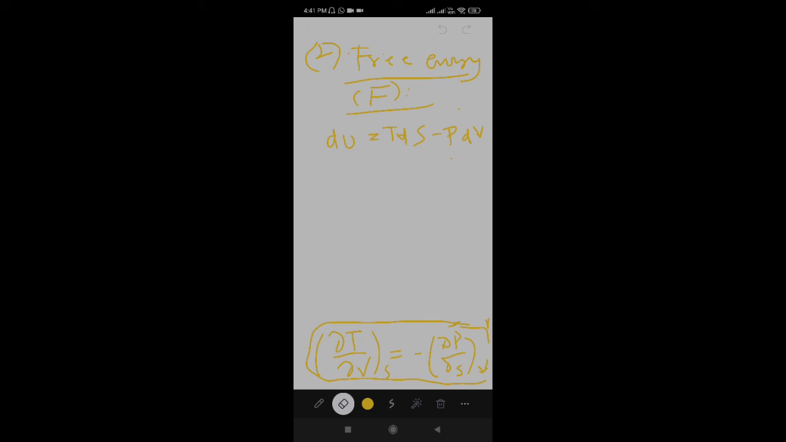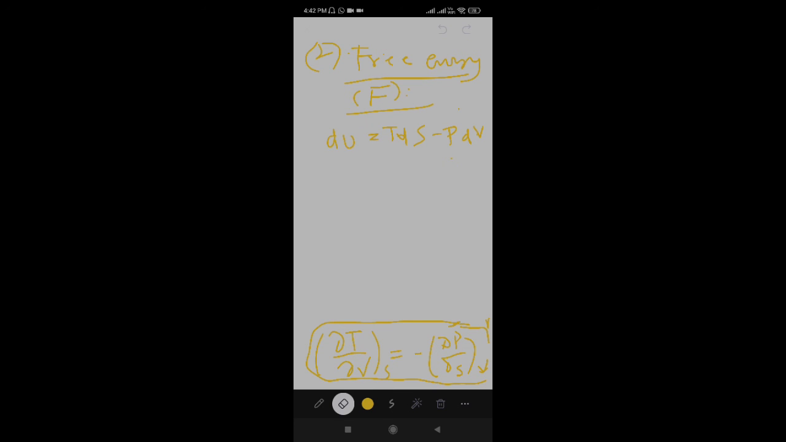Consider a process in which the system exchanges heat with its surroundings. Suppose that one system is allowed to exchange heat with surroundings. That means it is not adiabatic. Then it is able to maintain a constant temperature. So we are considering an isothermal process taking place in the system. Then T is constant now.